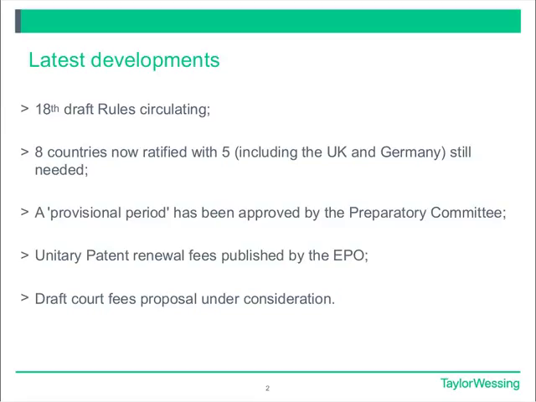Another large development is the agreement by the preparatory committee on a protocol for a provisional period. The purpose of that is that the court will start on a provisional period, possibly as early as the beginning of next year, in which the court can appoint a registrar and other key roles, and it will also be able to record opt-outs. But the court itself will not become fully functional. In other words, it won't accept cases until a later date still to be set, possibly early 2017.